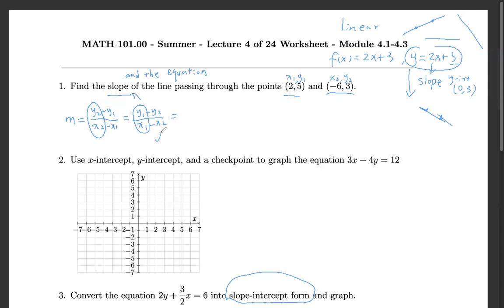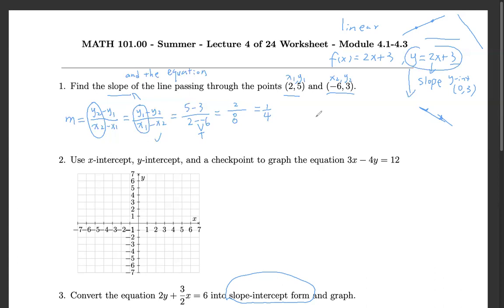Okay, so let's follow this one. y1, 5, minus y2, 3, divided by x1, 2, minus x2, negative 6. So 5 minus 3 is 2. 2 minus negative 6 becomes 2 plus 6, which is 8. Simplify by dividing the numerator and denominator by 2, and we get 1/4. So the slope is 1/4.